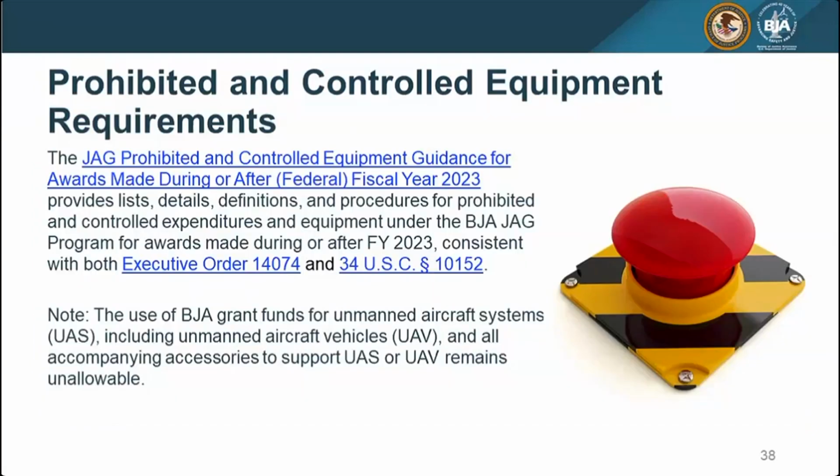Prohibited and controlled equipment started last year, I believe, and has carried forward. Same rules as last year. Prohibited and controlled requirements: nothing has changed since last year. We do have equipment purchases that will be considered controlled or prohibited. Some will require prior approval. Some will be completely prohibited and unallowable. And we will go through the different categories here so that you will have an understanding of which category it will fall under. UAVs, UASs, basically drones, are still considered unallowable at this time. So just be mindful of that.